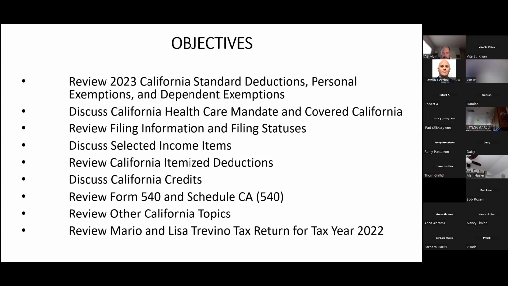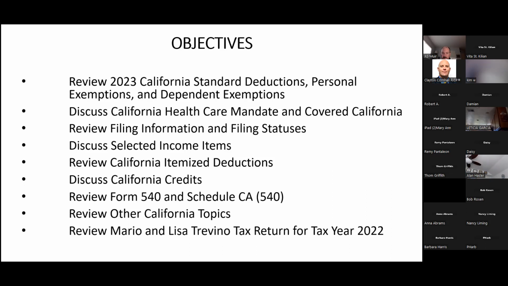And then we'll talk about some selected income items. We'll talk about the California itemized deductions. When you are talking about itemized deductions, they are different than the federal deductions. There's some similarities, but there are differences. And then we'll go through some of the various credits, the refundable and non-refundable credits for California, and review the 540.